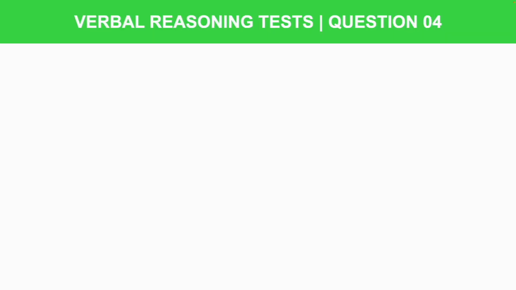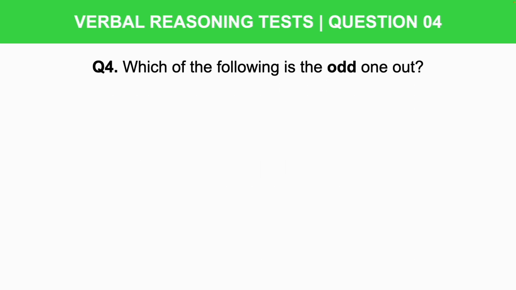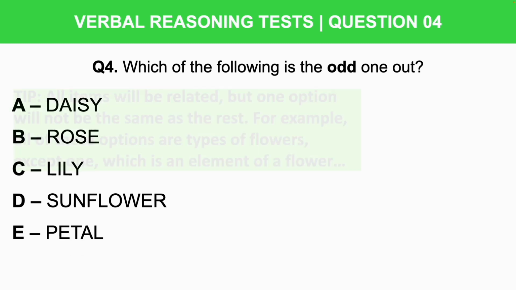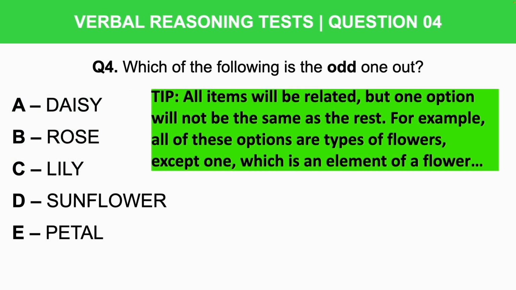Okay, let's take a look at a different type of verbal reasoning test question, which is, which of the following is the odd one out? Is it A, daisy, B, rose, C, lily, D, sunflower, or E, petal? Now, a tip when answering this type of verbal reasoning question is remember all items will be related, but one option will not be the same as the rest.